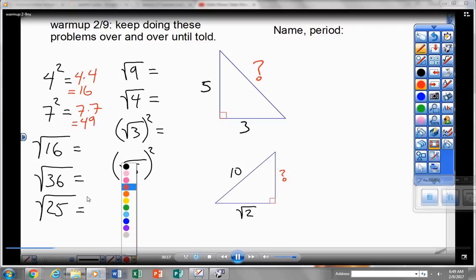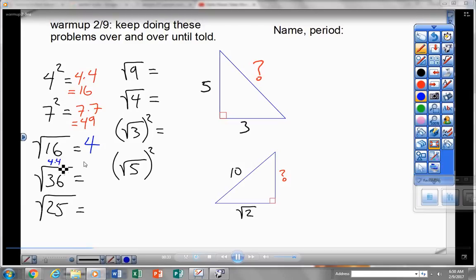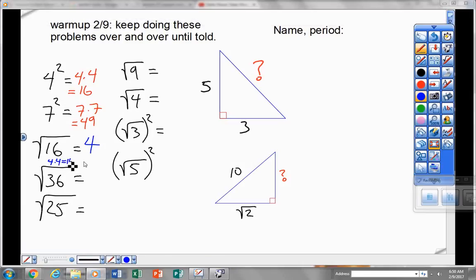Those next problems are square rooting, which is the opposite of taking it to the second power or squaring. Square rooting says what number times itself gives you 16. These are perfect squares, which means there's always a number times exactly itself to give you 16. So that number would have to be 4, because 4 times 4 gives you 16. So the square root of 16 is 4.